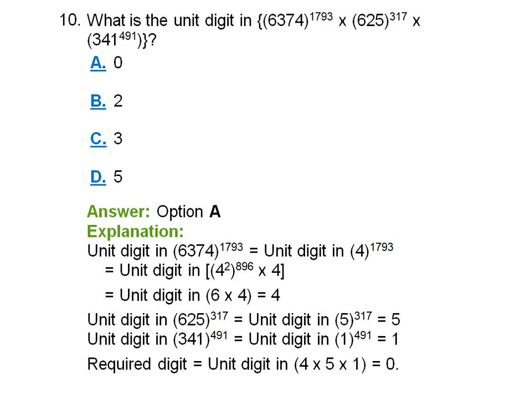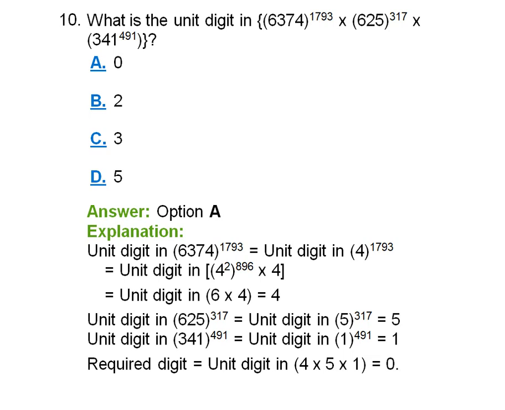What is the unit digit in 6374 raised to the power 1793 into 625 raised to the power 317 into 341 raised to the power 491? And our answer is option A, that is 0. Now let's see how our answer is option A.